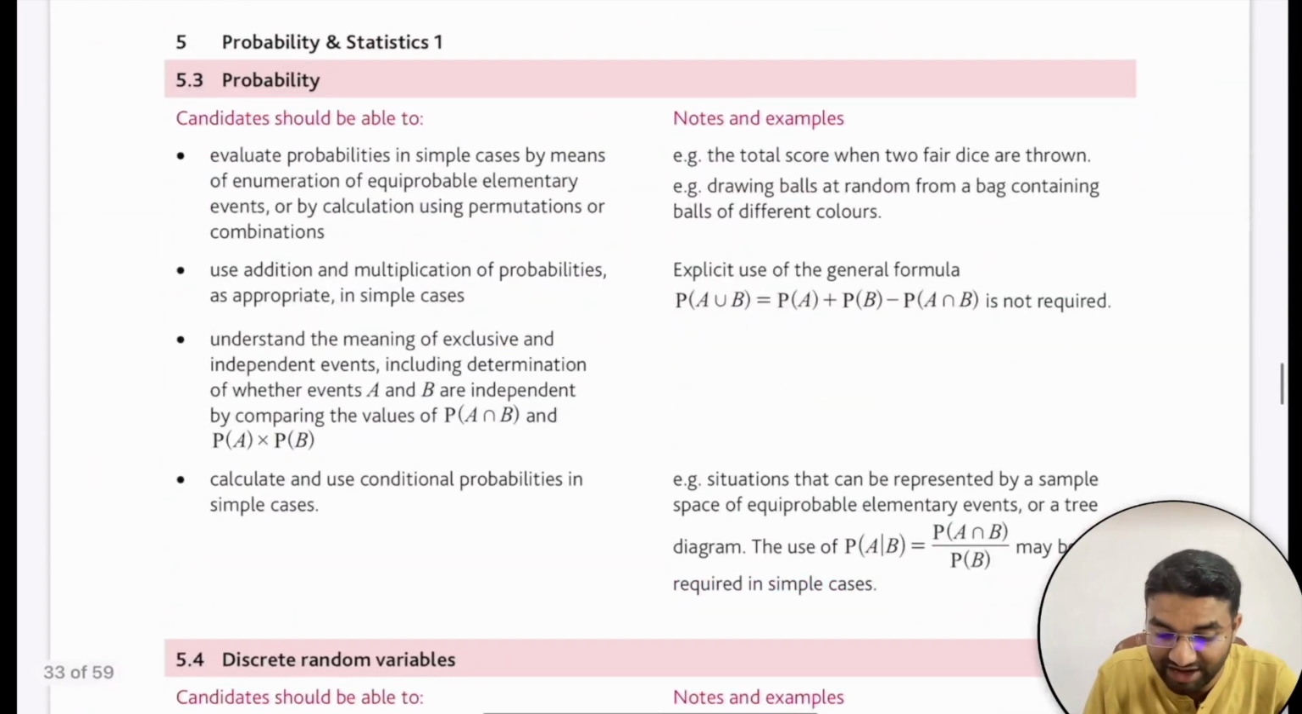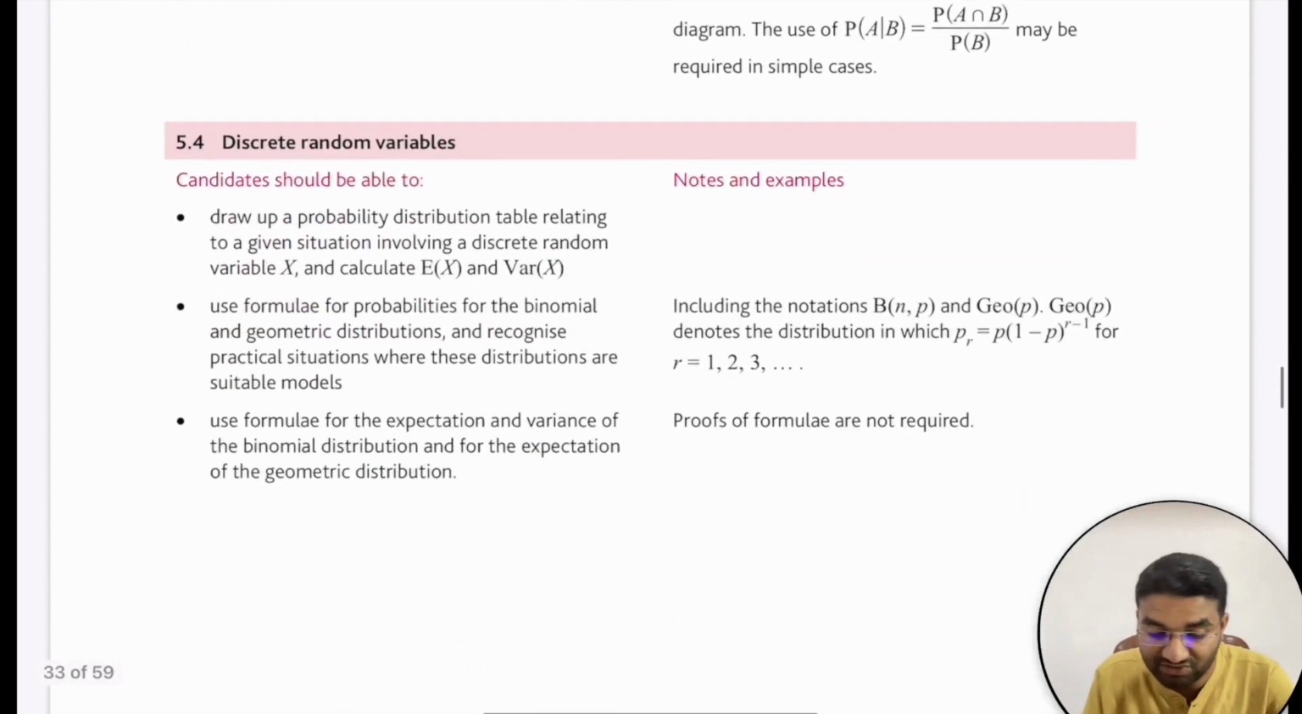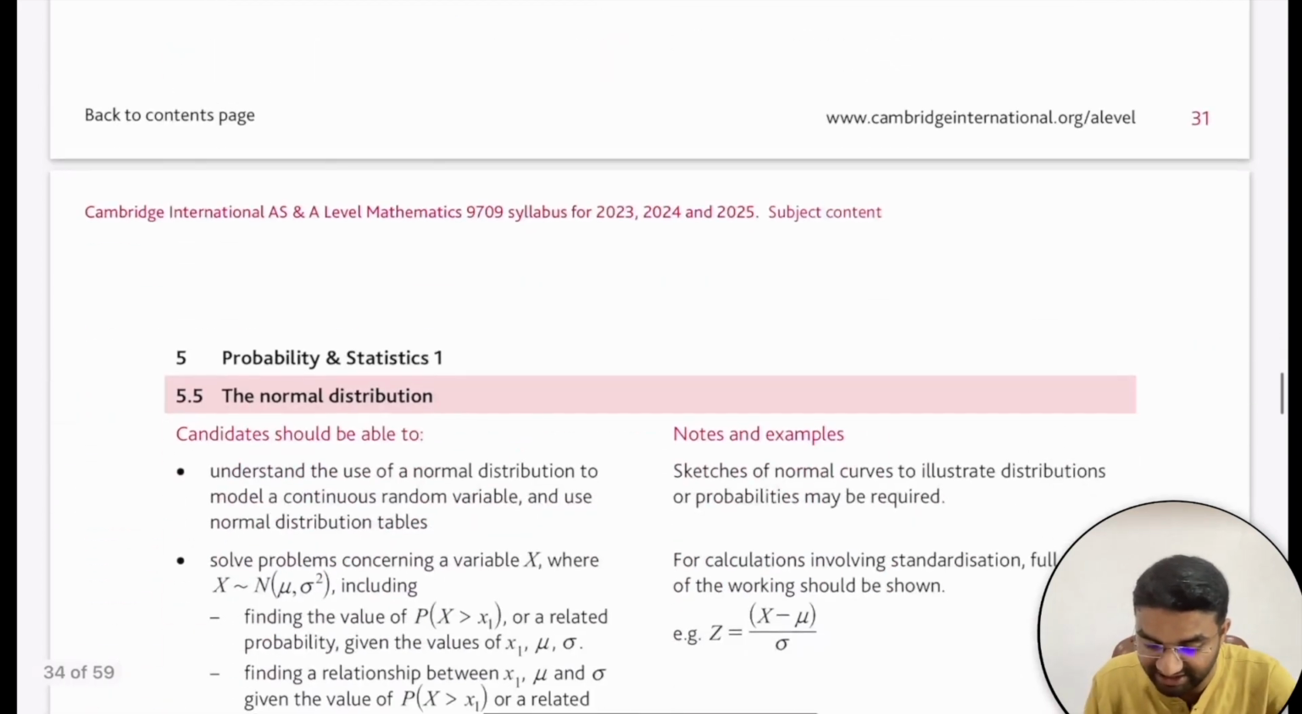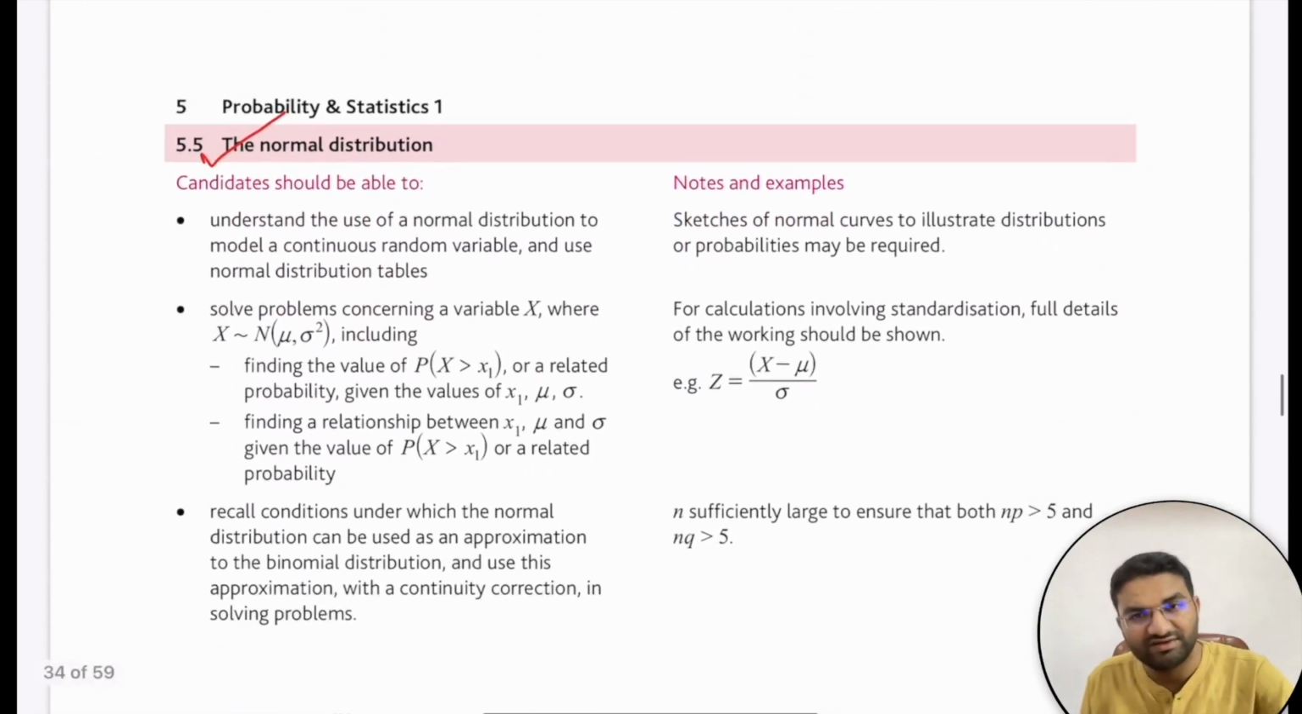Then next you have probability: addition and multiplication of probabilities, then independent probability, then lastly conditional probability. Then discrete random variable. In the discrete random variable, you have binomial and geometric distribution, and even the normal distribution part is there next, the 5th topic. Fine. These are the 5 topics, and you will get hardly 6-7 questions in the paper. That's it. You can attempt all the questions very easily if you know the basic concepts.